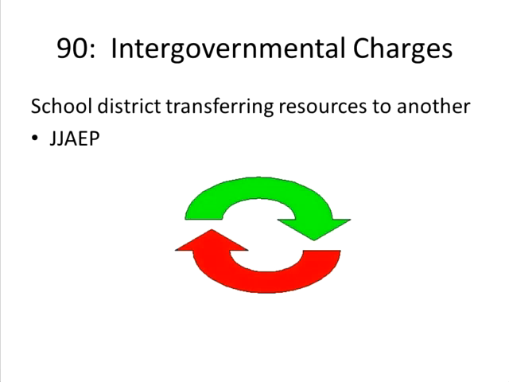These are intergovernmental charges. These are typically a very small part of the district's expenditures. This is where the school district could be transferring resources to another governmental entity. And most commonly what we see in school district budgets that are related to the 90 function, 90 series would be function 95, which is JJAEP. This is where a school district is transferring money to a cooperative within a county to pay for the juvenile justice alternative education program.